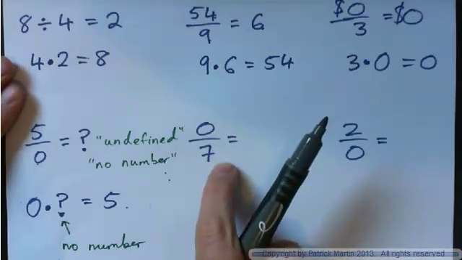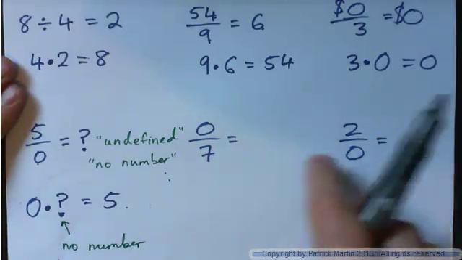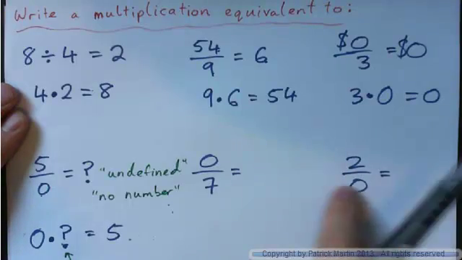So do these guys. 0 over 7 gives what, and 2 over 0 gives what? Press pause on the video if you need more time. Go ahead and write down the answer to these guys.